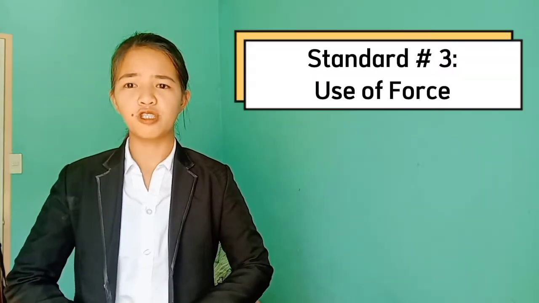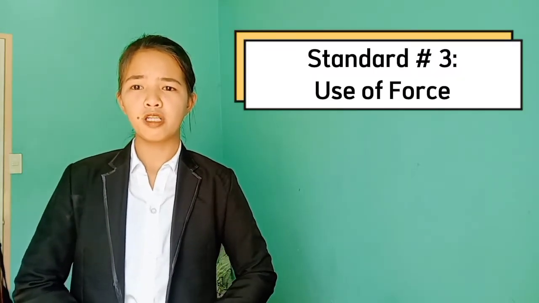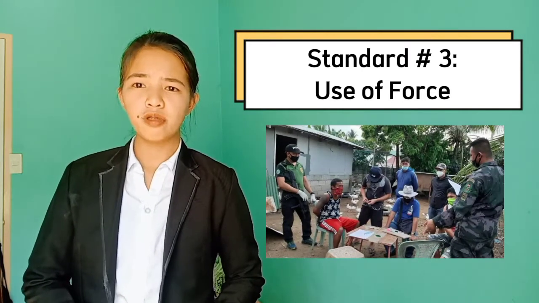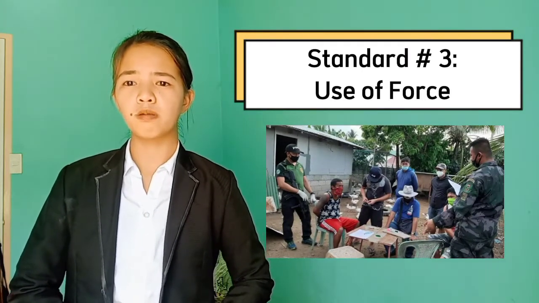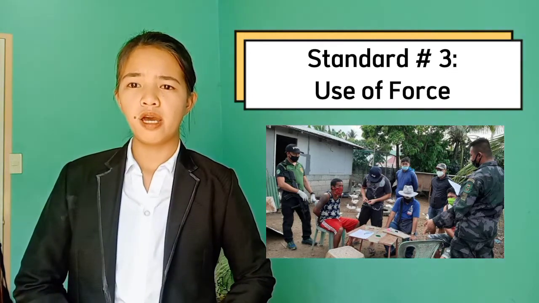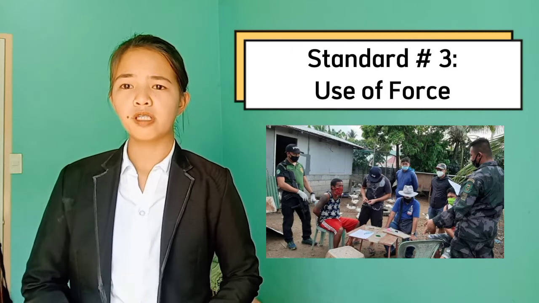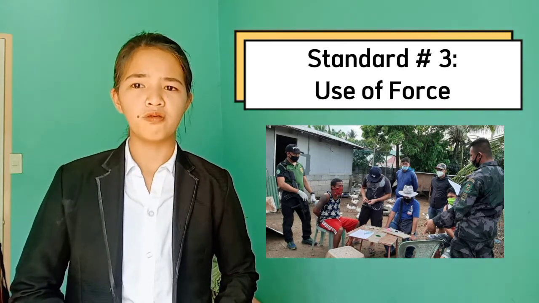Standard number 3 is the use of force. The proper arrest procedures are performed during the police operation. Do not ever use force except when strictly necessary and if required under the circumstances of the event. There's a proper timing in the use of force.